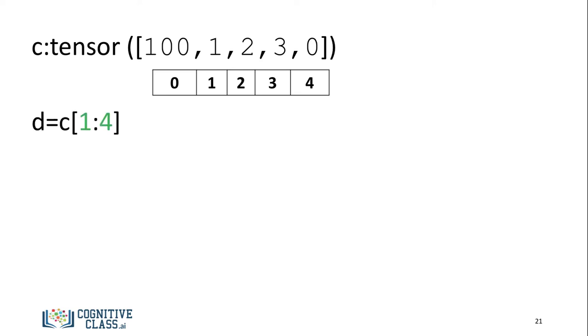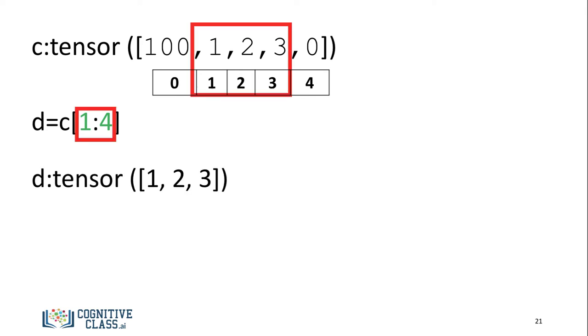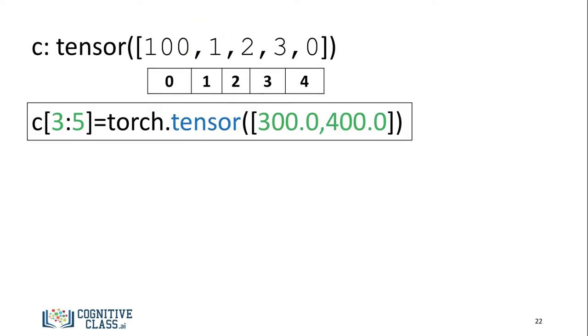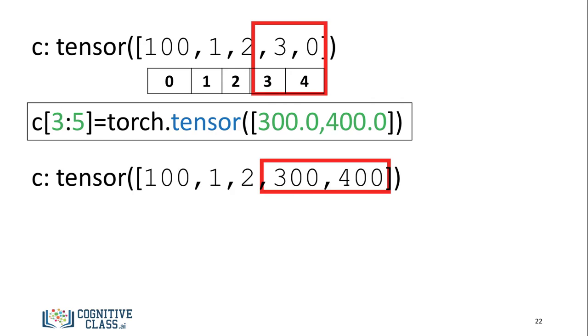We can select the elements from 1 to 3 and assign it to the new tensor D as follows. The elements in D correspond to the following indexes. We can assign the corresponding indexes to a new value as follows. The tensor C now has the new values.